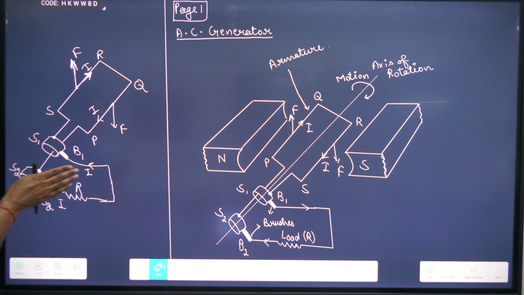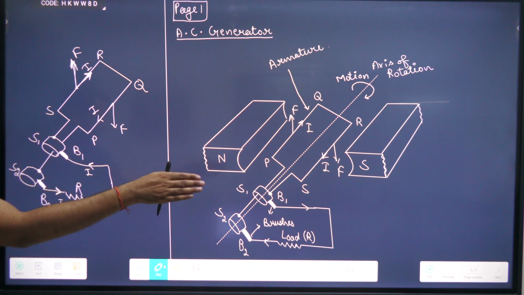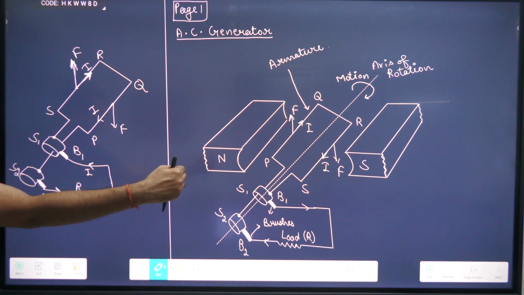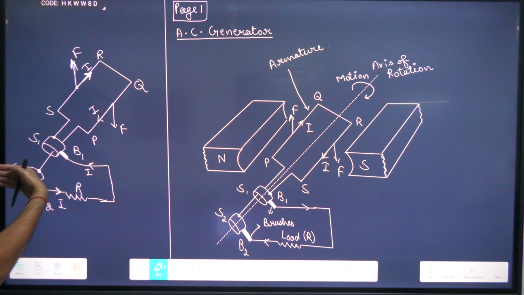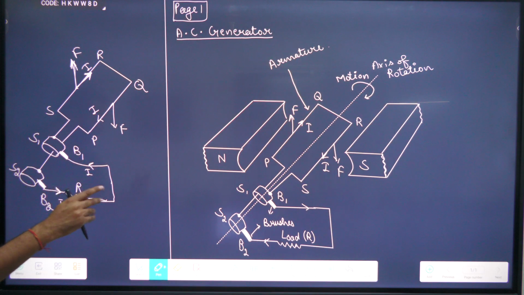So B1 to B2, suppose that it was going in the right direction, then B2 to B1 means that now it is going from right to left. It means that after every half cycle, current is changing its direction. And this is the basic definition of alternating current. Is that clear?